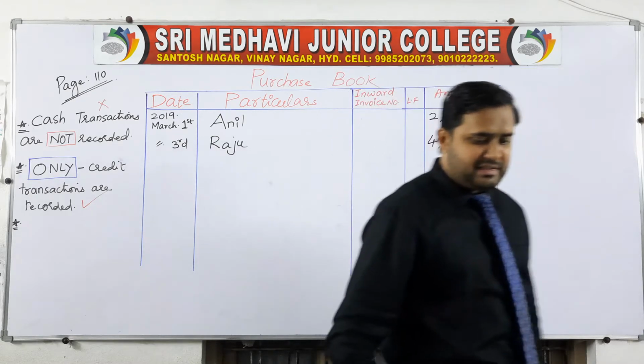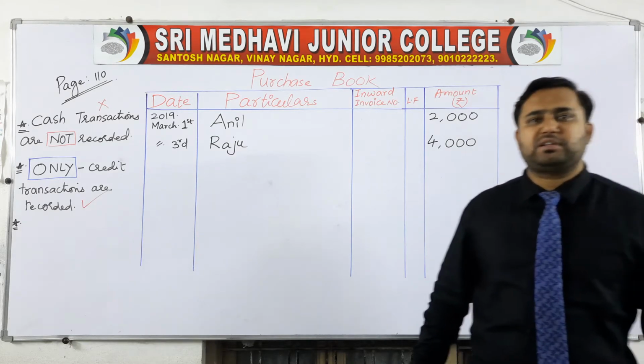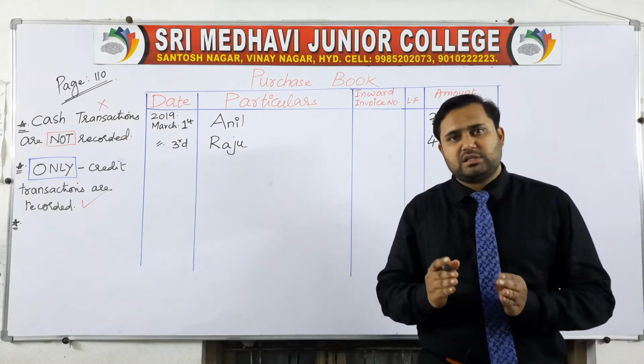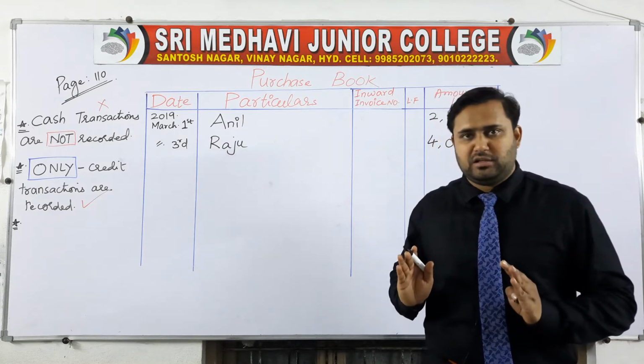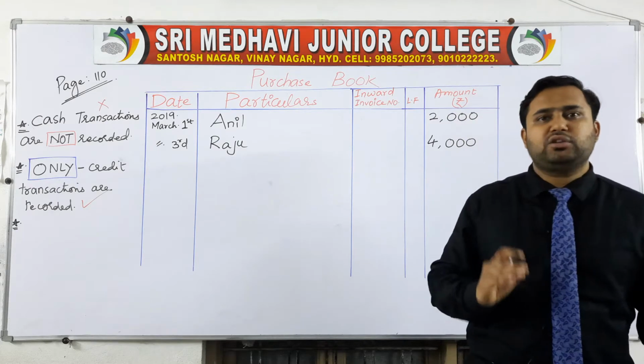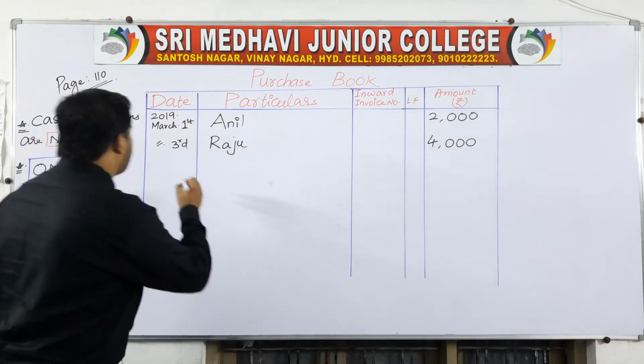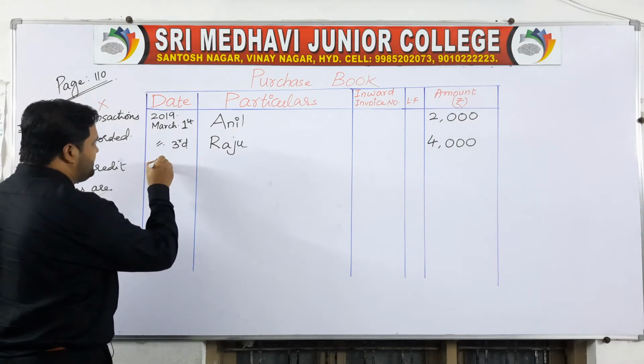Next, on date 7, purchase goods from Srikanth, trade discount 10%. Purchase goods from Srikanth, trade discount 10% is given, and 5,000 rupees is the amount. So, what is the date here? The date is 7th of March 2019.